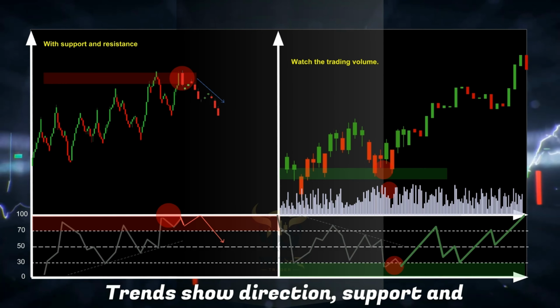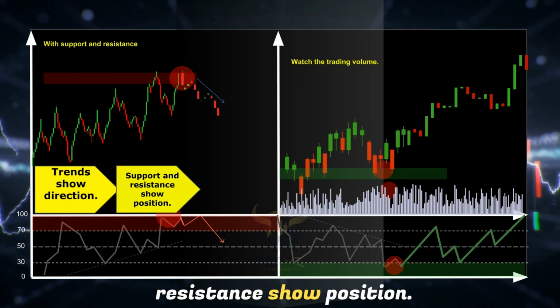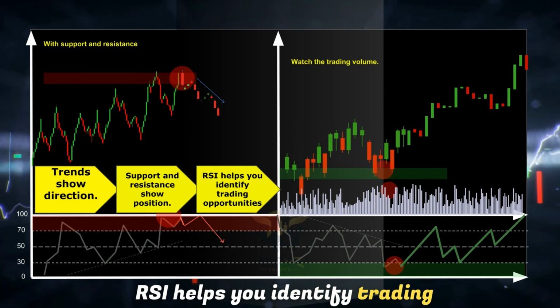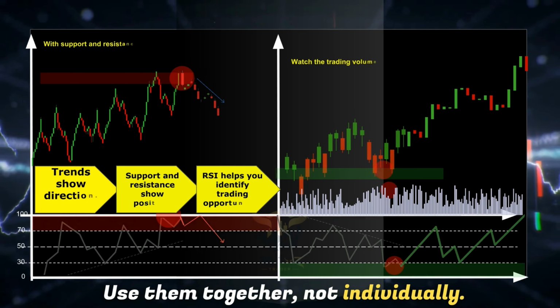Remember this simple rule. Trends show direction. Support and resistance show position. RSI helps you identify trading opportunities. Use them together, not individually.